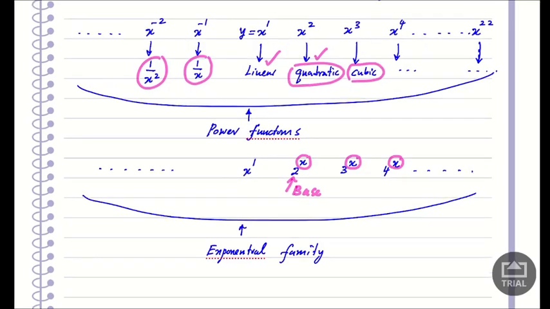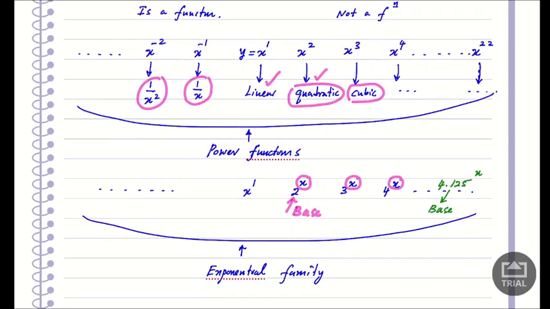Now you might think, can we have a real number as a base? Yes, you can. So for example, 4.125. So 4.125 to the power x is the exponential function. Yes, this base can be anything. It can be a real number, it can be an integer, right? So that you understand. Now we call it exponential function.